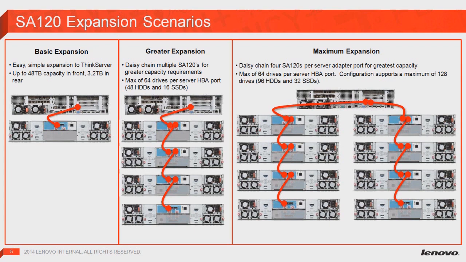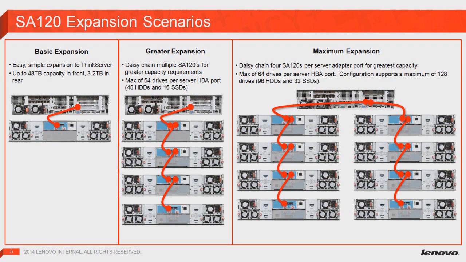The next one in the middle is kind of more expansion, so you can daisy chain the SA120. So in this case, I'm showing you can add up to 4 SA120s in a daisy chain. You could do 2, you could do 3, but the max here is 4 per SAS port. So each of the RAID cards that we offer have 2 external SAS ports. So from a single SAS port, you can daisy chain out to 4. And then on the right-hand side shows you, okay, now I'm using both SAS ports that are available on the RAID controller, and I'm expanding out to a full 8.